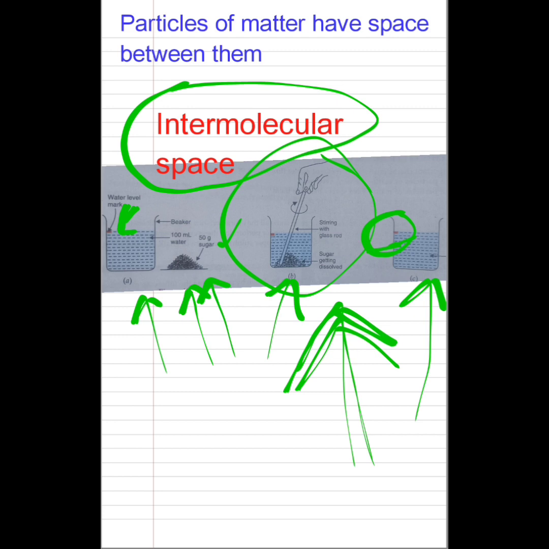This gives us one result: water molecules have huge space between them. That is, precisely, intermolecular or interparticular space. The particles of water have huge space between them that can accommodate the sugar. That's why the volume of the water does not rise.